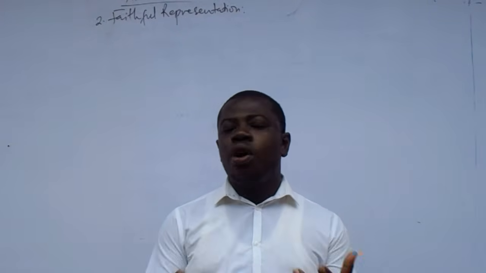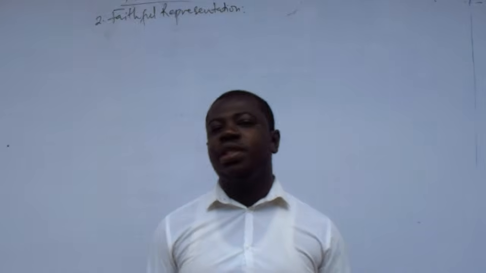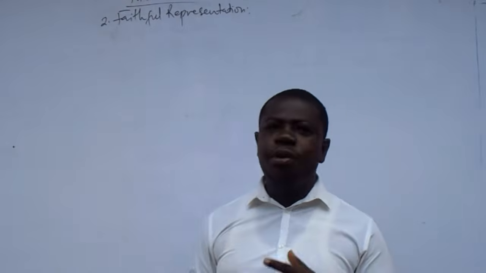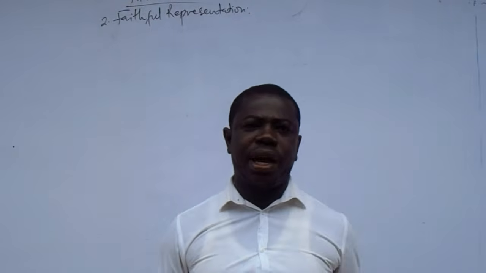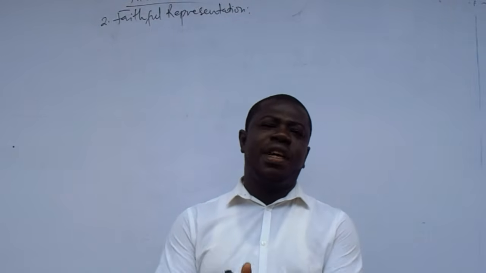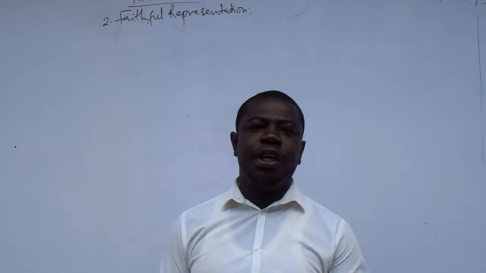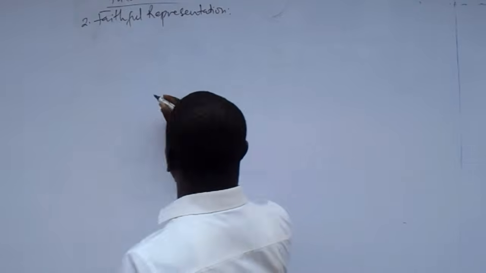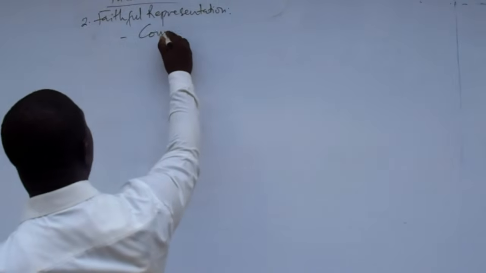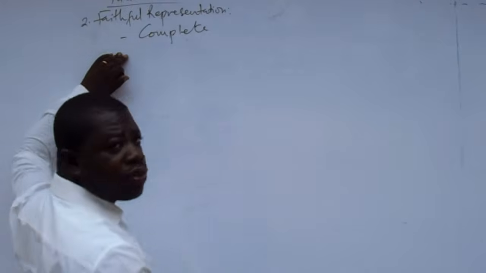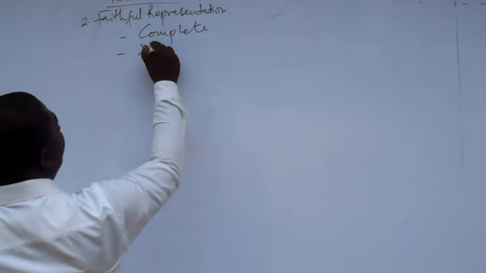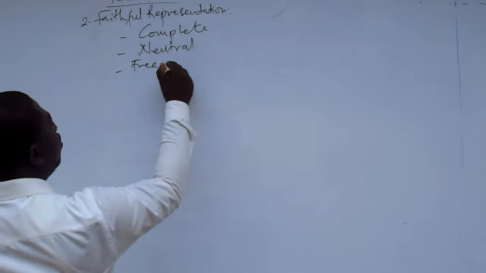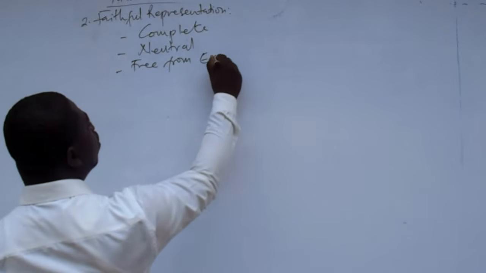So what do we mean? For faithful representation, three things are required before we can say that this financial statement has been presented faithfully. It should have three different qualities. So we say that the information should be complete. That is the first one under faithful representation. Then it should be neutral. That is the second one. And then the third one, it should be free from errors.